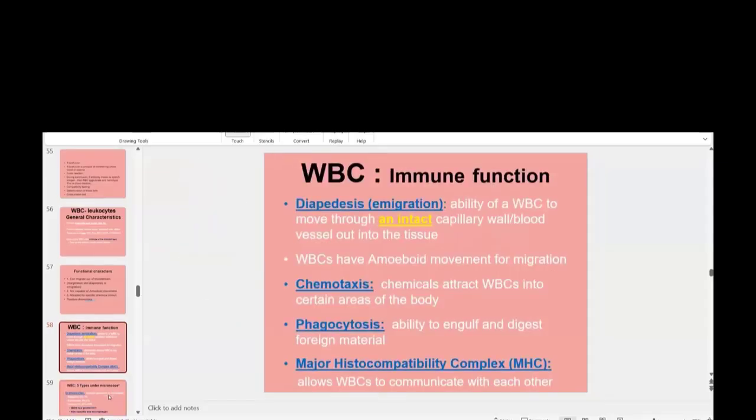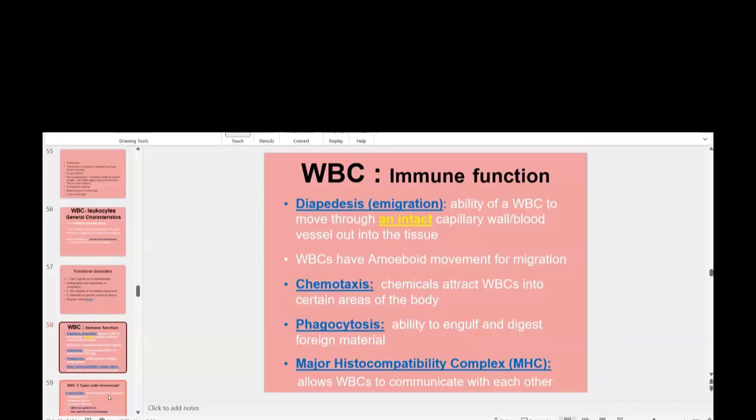So diapedesis, emigration: the ability of the WBC to move through an intact capillary wall or blood vessel into the tissue. This is what I explained just now. From the artery or the vein, it is going to move out and enter the tissue region where it is going to act on the pathogen. It's going to attack the bacteria there. So this act of moving out is emigration, and this process is explained as diapedesis. If the question comes, what is diapedesis? You need to write emigration, or moving out from the bloodstream and going to the tissue region to attack the pathogen. WBCs have amoeboid movement for migration.